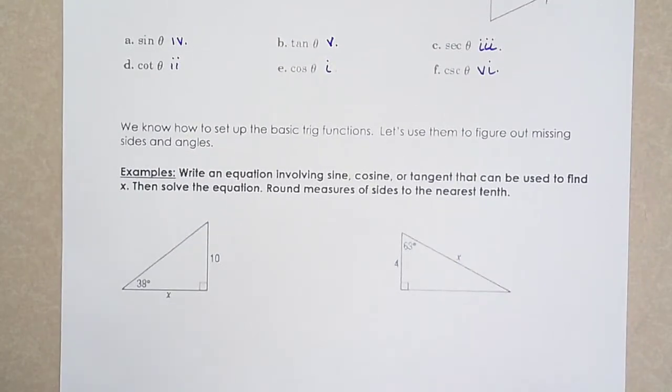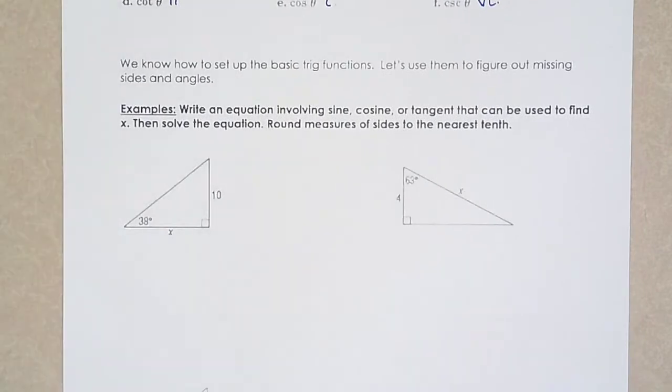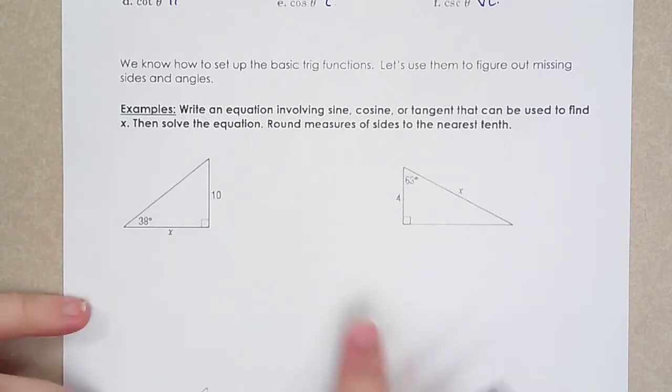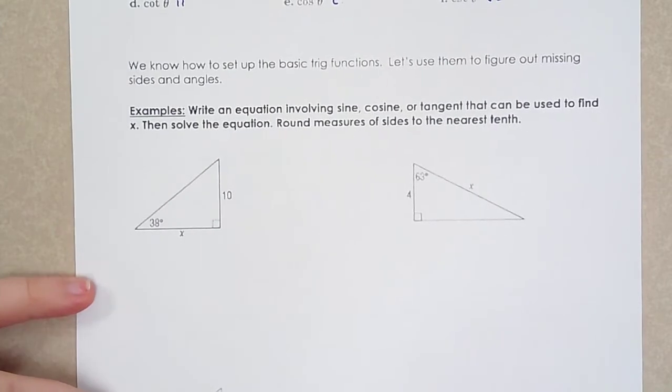Now that we know how to set up the basic trig functions, we're actually going to start using them to figure out both missing sides and missing angles. Here's our first couple of examples. We want to start by writing an equation involving sine, cosine, or tangent. We don't want to use those reciprocals if we don't have to. And then we're just going to solve the equation.